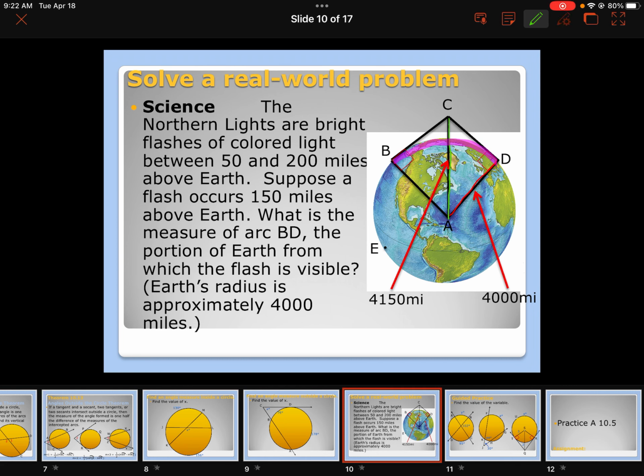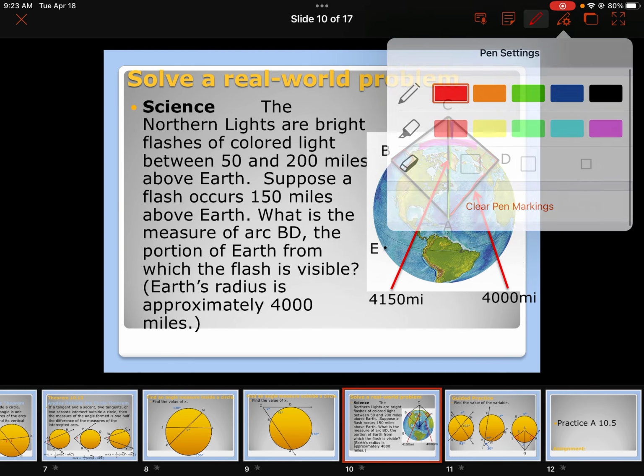And how did I know that? Well, I'll use blue if you can see that. That's your 150 miles above Earth. So that blue segment plus your radius that's 4,000 gives you that 4,150. Okay, now that point C is formed by two tangents, and you can tell it's formed by two tangents because there's right angles there. And that's important because that gives you right triangles.